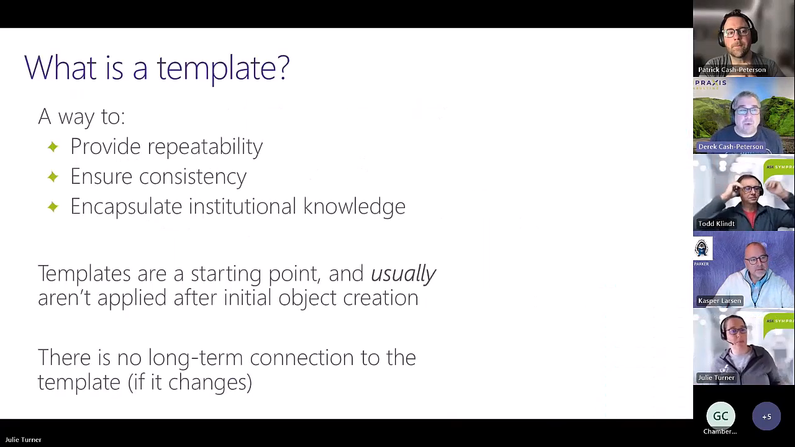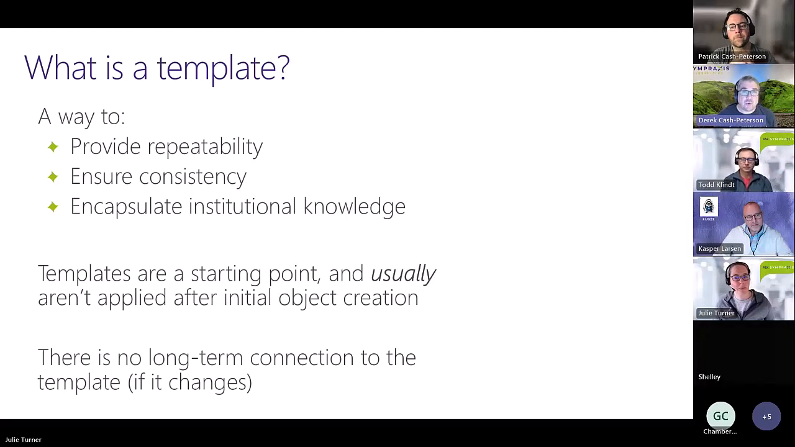And why do we use a template? It's a way for us to provide repeatability. It's a way for us to ensure consistency and governance, and it's a way to encapsulate institutional knowledge. It's a way for us to make sure that the things are the same across the board. Templates are usually just a starting point. They are used as an initial starter. So whether you're talking about a site or a list template, those are the starting point, and then you can modify them. Content types are a little different because you can't actually change them and move them forward. So Julie, you want to move forward?